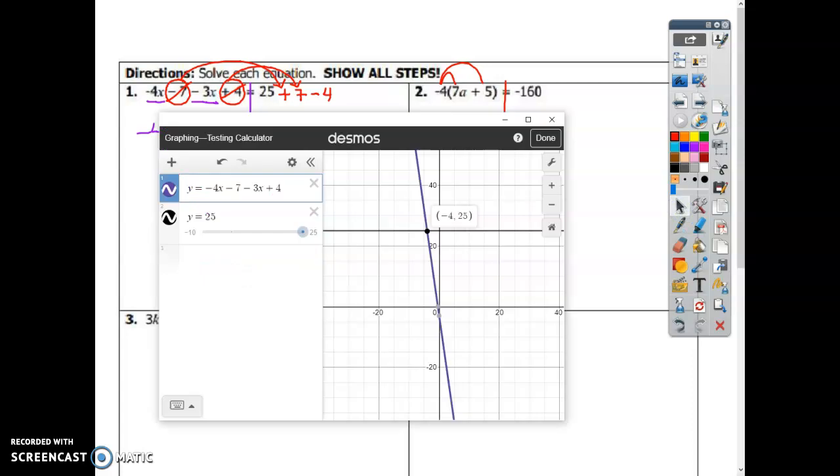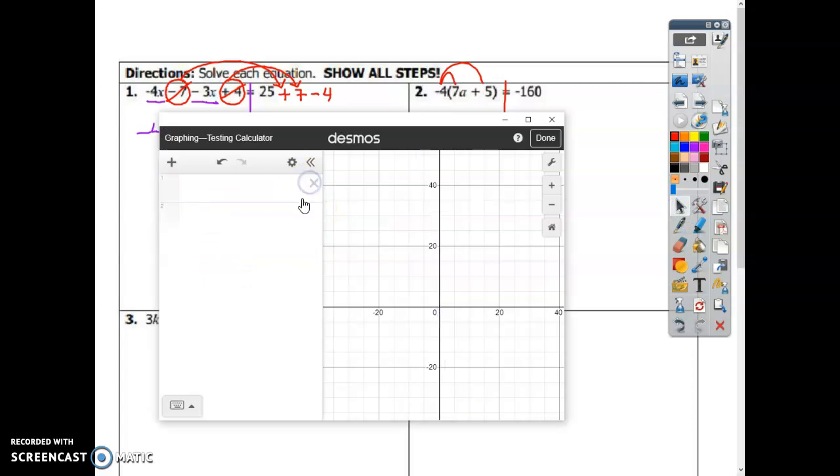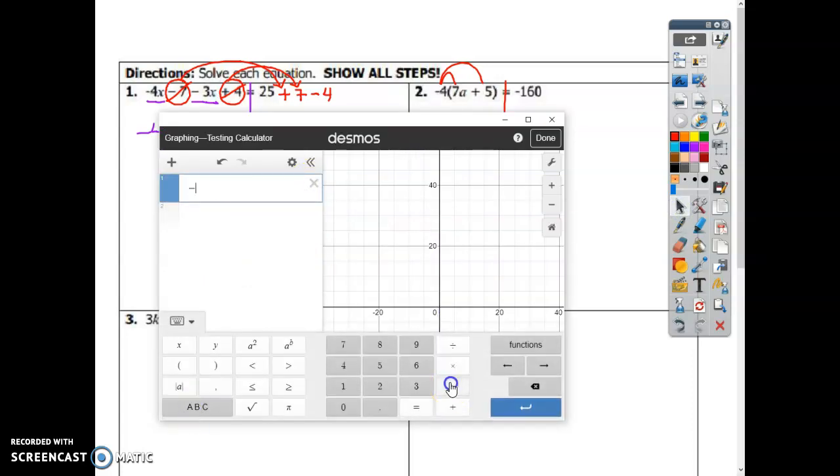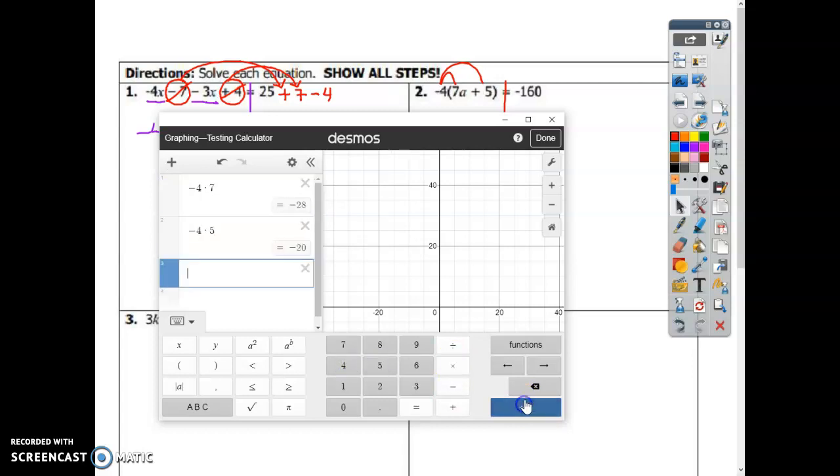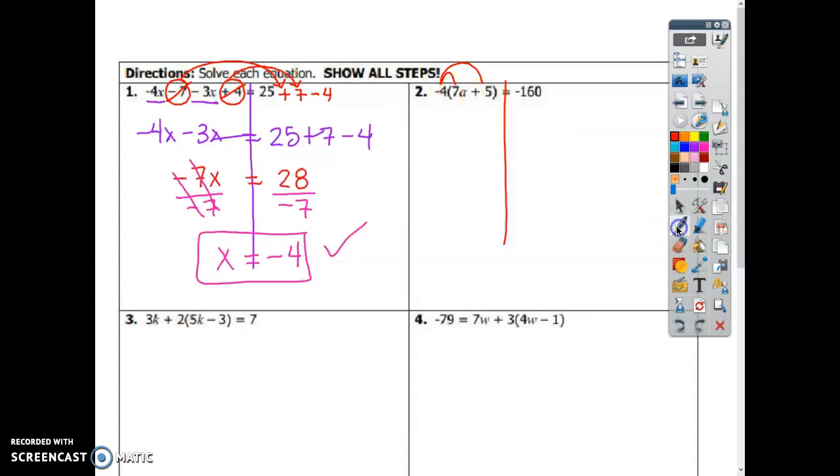And you can use decimals to multiply. Negative 4 times 7, enter, and negative 4 times 5, enter. Okay? So I end up right here with negative 28a, and right here with negative 20. So I have negative 28a minus 20 equals, bring this down, minus 160.